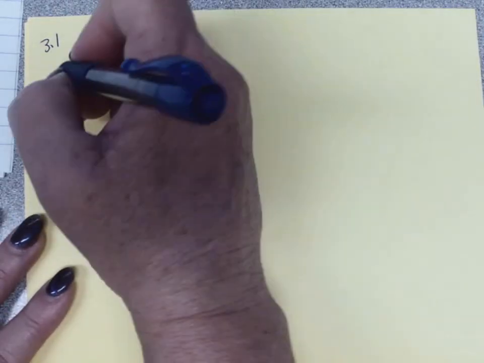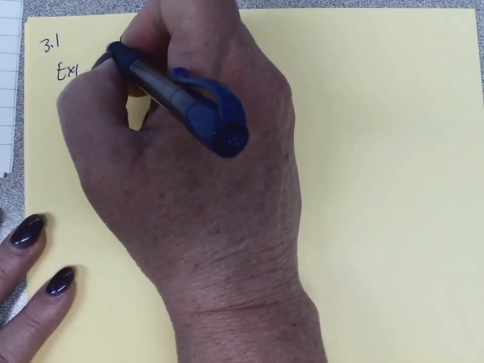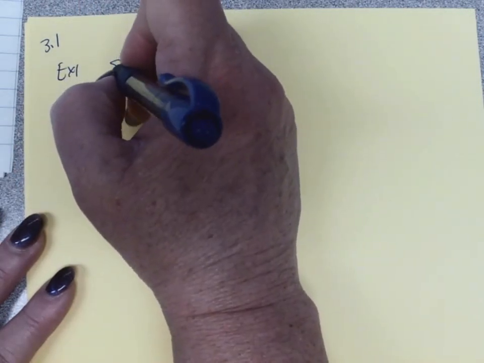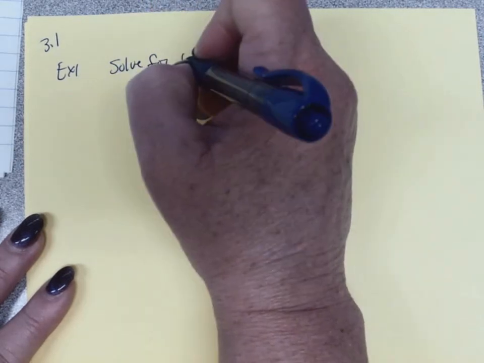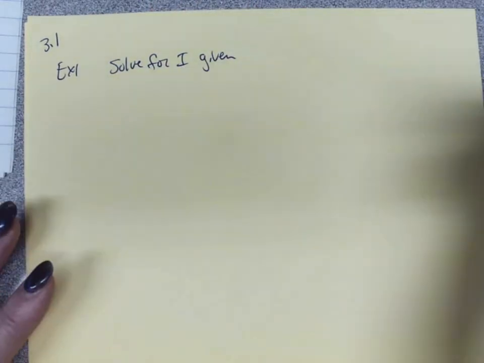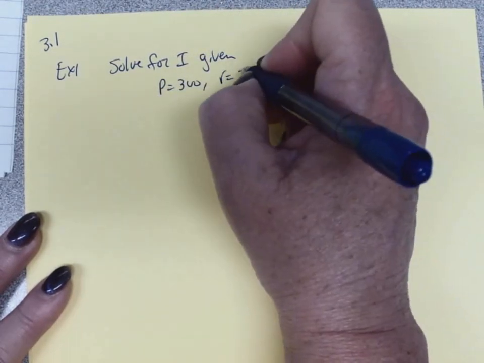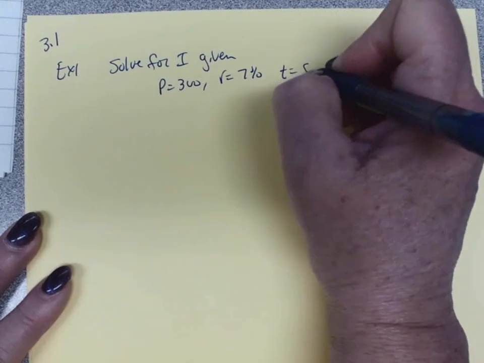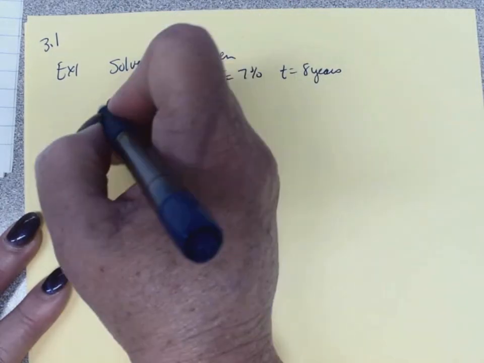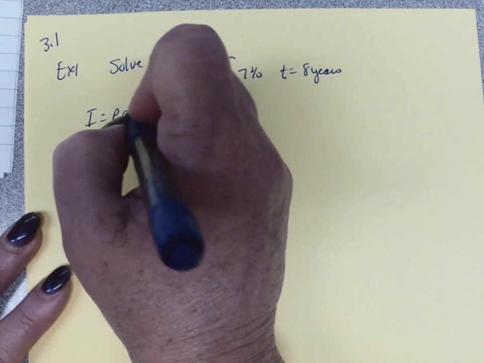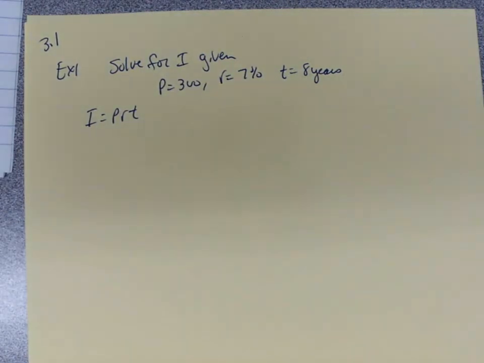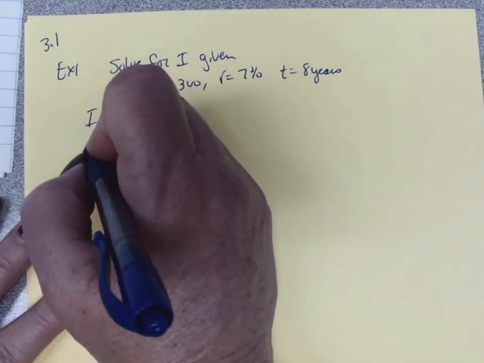All right, so let's look at our first example. So this is 3.1 if you're in my class. And for example 1, we are looking at solve for I, given that P is equal to 300, R equals 7%, and T equals 8 years. So again, our formula is I equals PRT. So we're going to plug in what we know.